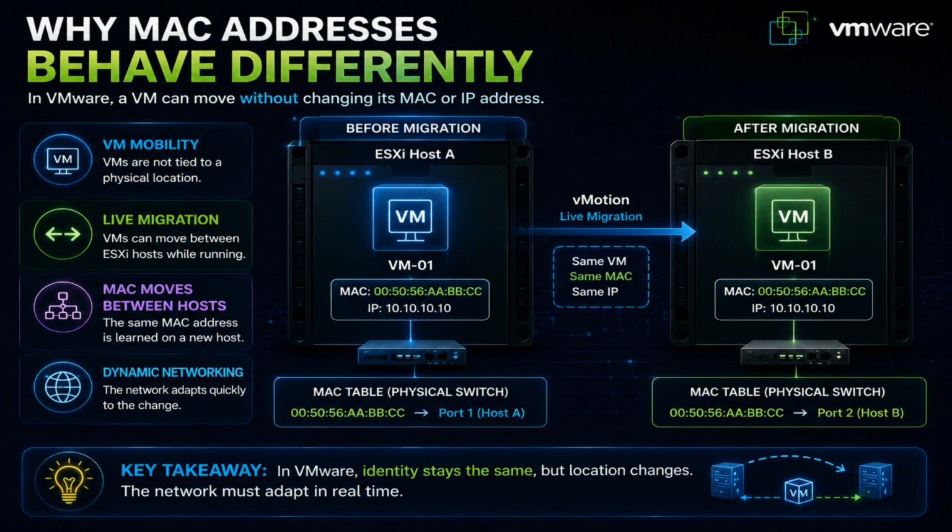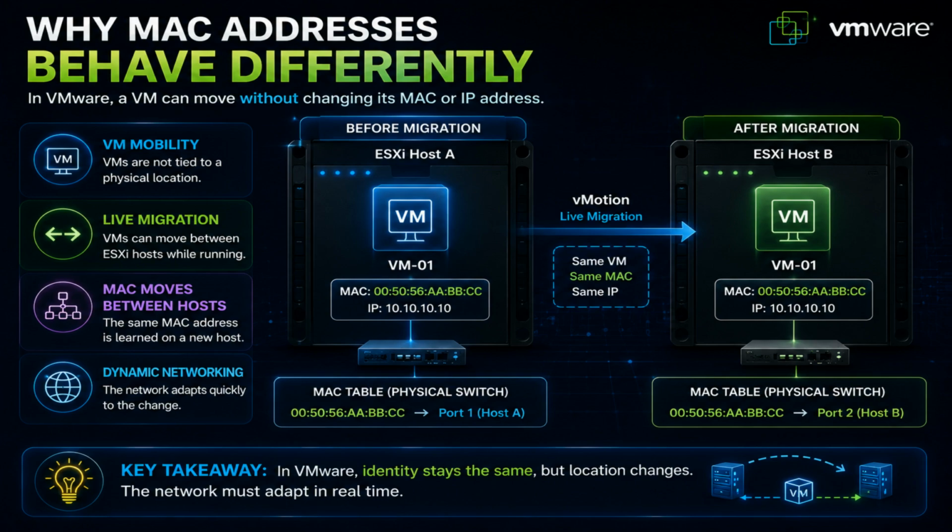What happens when a server moves without changing its identity? In traditional environments, MAC addresses are often associated with a physical location. VMware changes that assumption. Using vMotion, a running virtual machine can move from one ESXi host to another. The VM keeps the same MAC address. The VM keeps the same IP address. The VM keeps running. Only its physical location changes. The network must quickly adapt and learn the new path. That's why VMware networking behaves differently than many engineers expect.